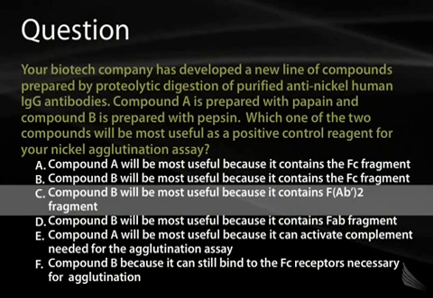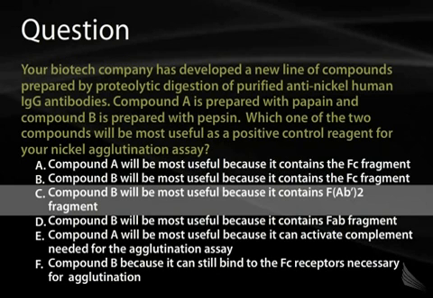We know that compound A is prepared with papain and compound B is prepared with pepsin. So with compound A, we get these Fab fragments. These Fab fragments will be specific to nickel. They can bind to nickel, but all they can really do is bind. They can't stick anything together because they're all individual. Contrast that with a Fab prime 2 fragment.